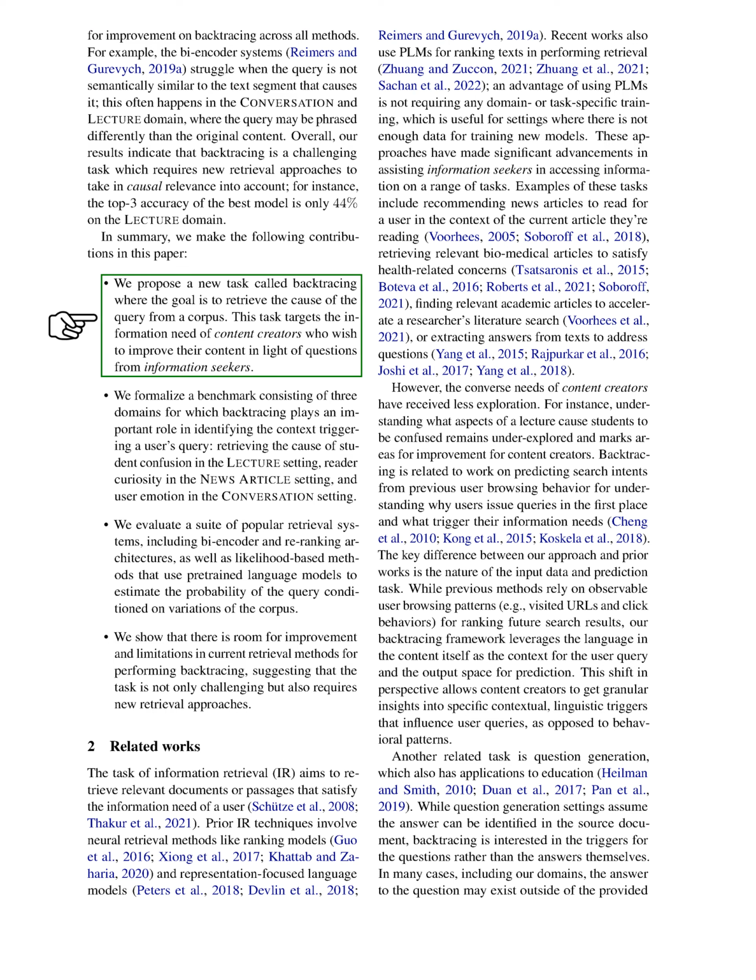In summary, our contributions in this paper are threefold. We propose the novel task of backtracing, aiming to help content creators improve their work by identifying the causes of queries from their audience. We establish a benchmark consisting of 3 domains where backtracing is crucial for uncovering the context behind a user's query. Lastly, we evaluate a range of popular retrieval systems and highlight the need for new retrieval approaches that consider causal relevance, as evidenced by the challenges we encountered in the modest top 3 accuracy of the best model, which is only 44% in the lecture domain.